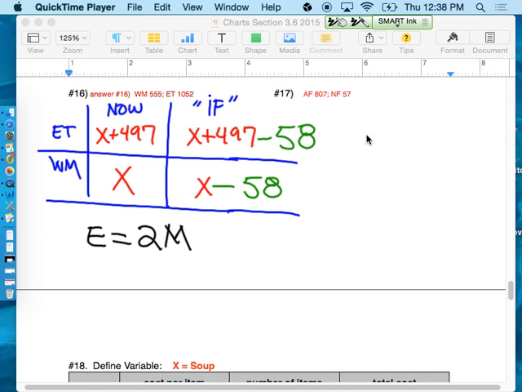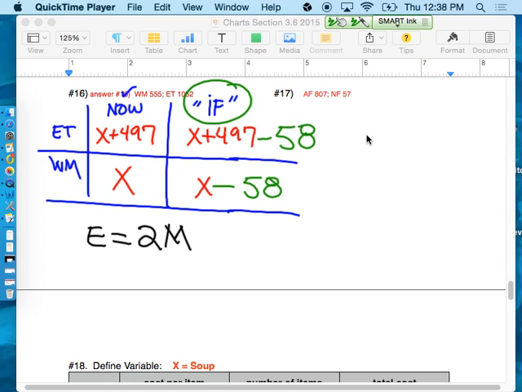So the chart helps arrange. I'm given my initial "now" relationship, I'll call it, and then they change it by putting a condition on it. I'll just call this my "if" condition. If each monument were 58 feet shorter, so I take my now condition, my now algebraic expression, and I subtract 58 from each expression. And then they give me a relationship about the heights based on the if condition.